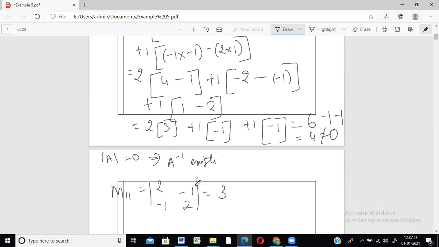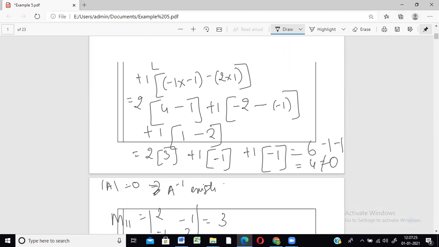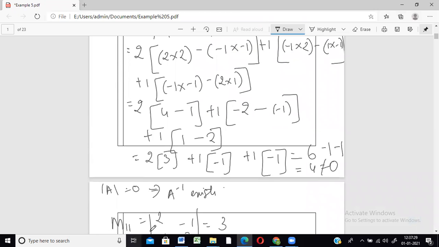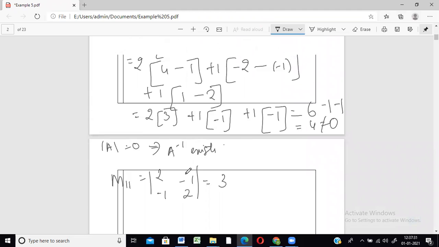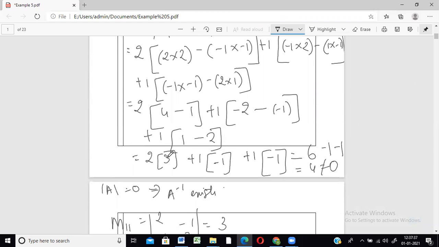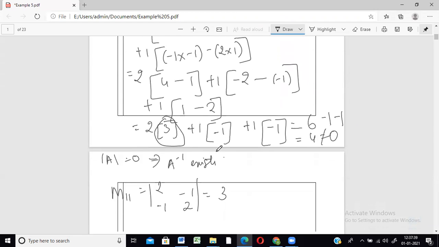2 2s are 4 minus of, because how did we find this? How did I write that 3? You don't have to solve it. See what is this? 2 minus 1 minus 1 2 is nothing but this only. 2 minus 1 minus 1 2. We had already found this and kept it here. What is the value of this determinant? This 3 only. So then we can write that directly.